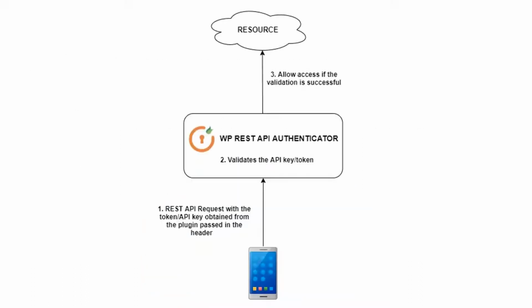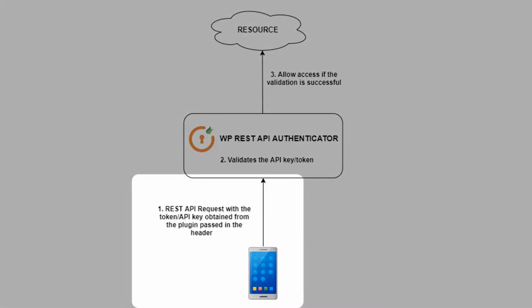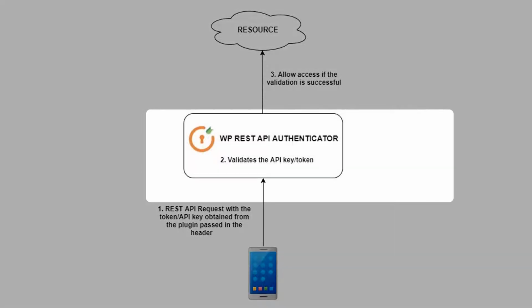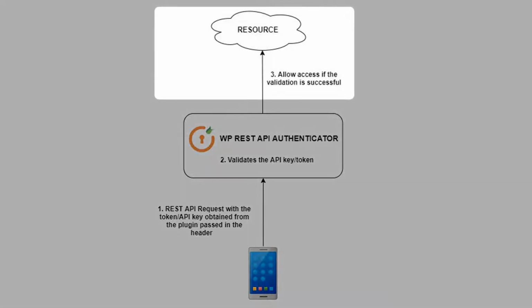Here is the user flow for how API key authentication with bearer token works with the miniOrange plugin. As the first step, the mobile application will send an API request with the token obtained from the plugin passed in the header. The WordPress REST API Authentication plugin will authenticate the token. If the response obtained from the last step is successful, the API resources are allowed to be accessed.